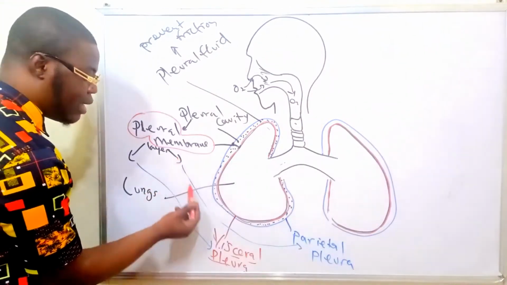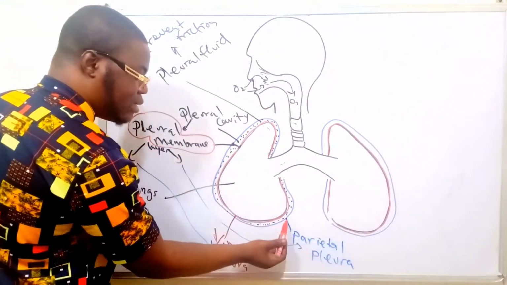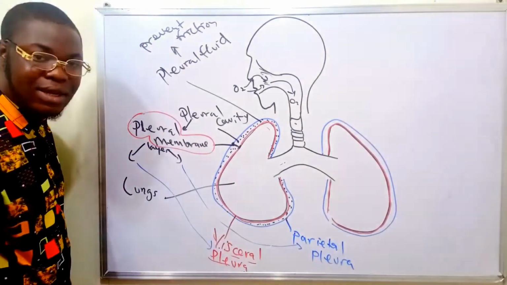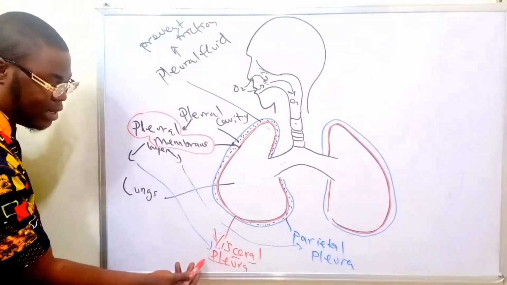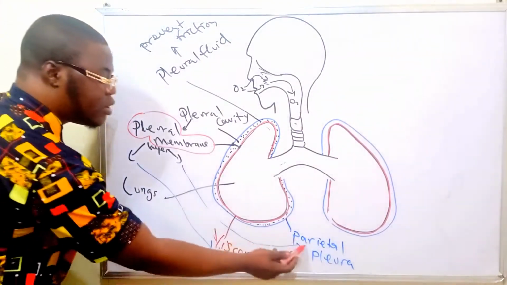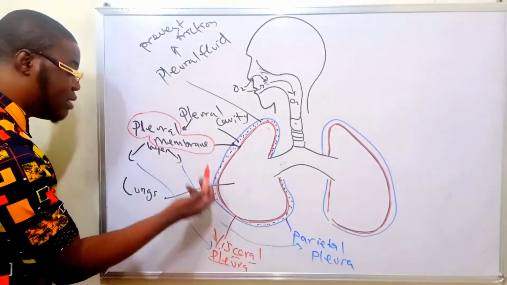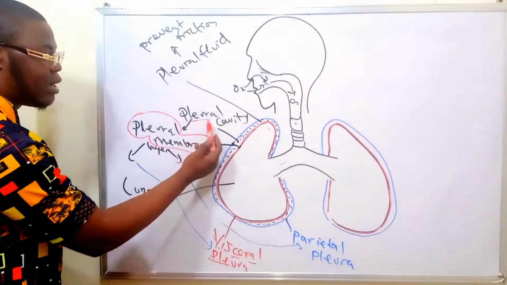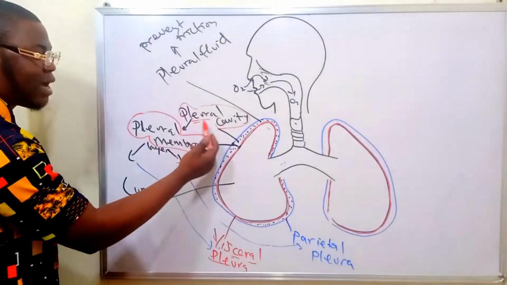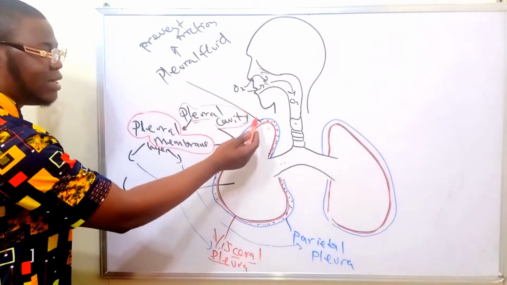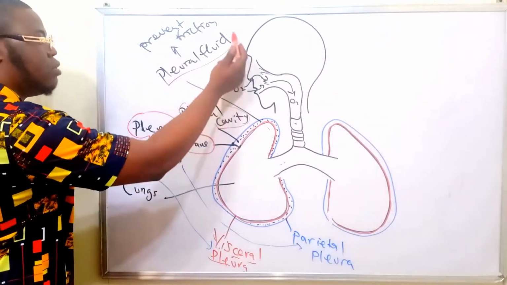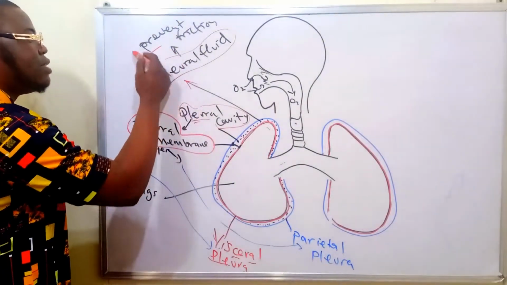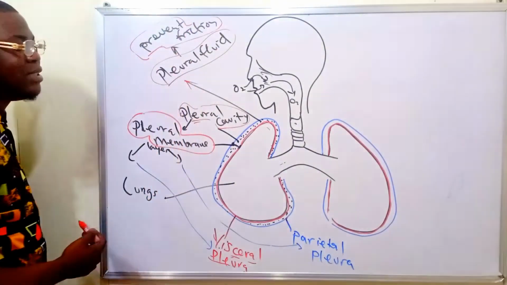And then the second layer here is the parietal pleura, and that is the blue marker. So it is the external layer or the outer layer. So the visceral is the innermost layer. And between these two layers is a space, and the space is called the pleural cavity. That pleural cavity has some kind of fluid inside it, and that fluid is pleural fluid. The function of that pleural fluid is to prevent friction. As simple as that.